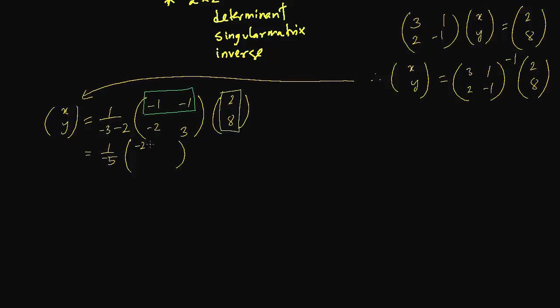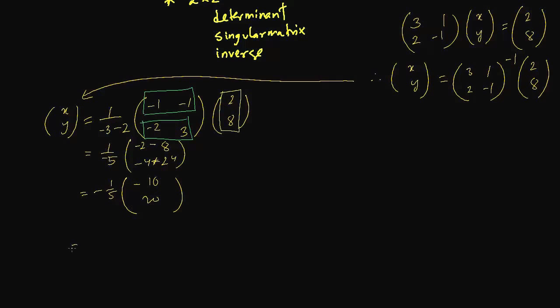Then we have minus, since it's minus, I'm going to write minus instead of plus. Minus 1 into 8 is minus 8. Then we move on to the next row and do the same thing over here. So this is going to be minus 2 into 2 is minus 4, and 3 into 8 is going to be 24. So let's see how this turns out to be. This is minus 10, and this is going to be 24 minus 4 is 20.